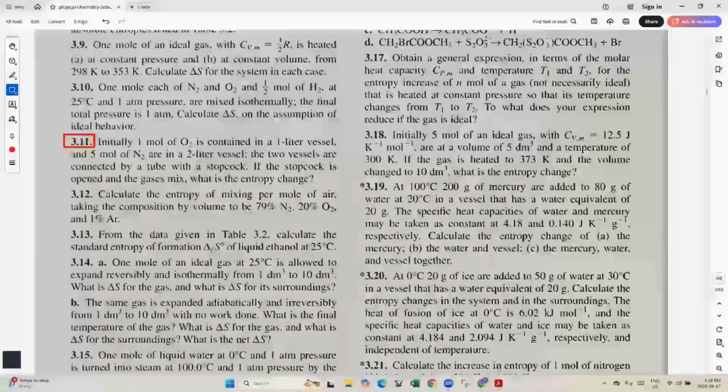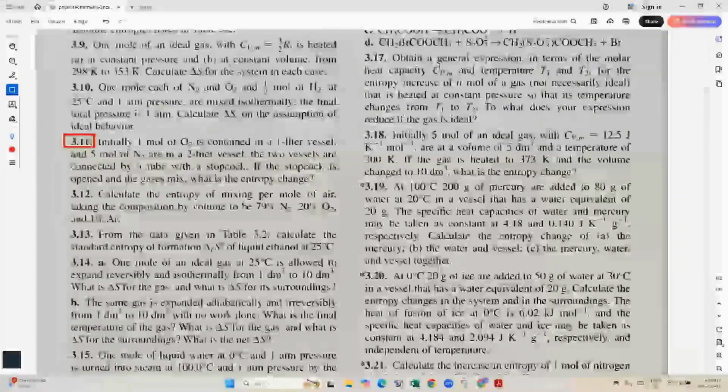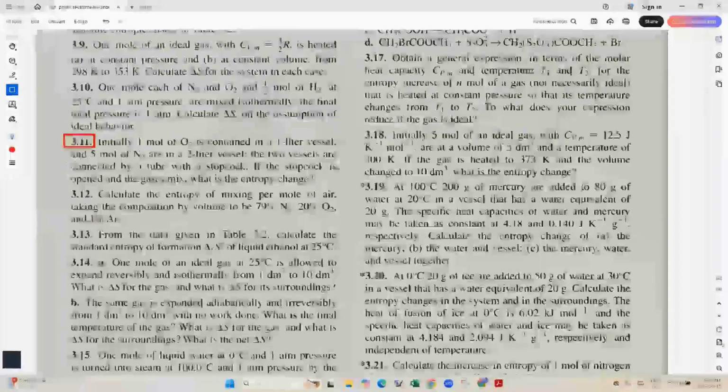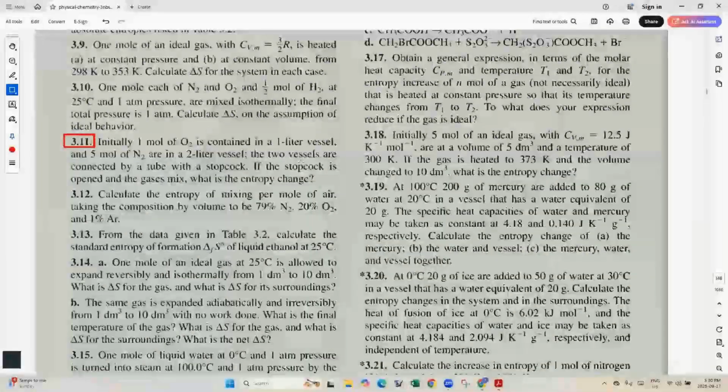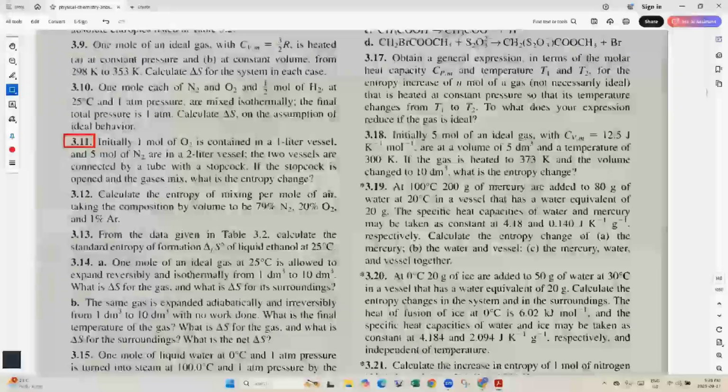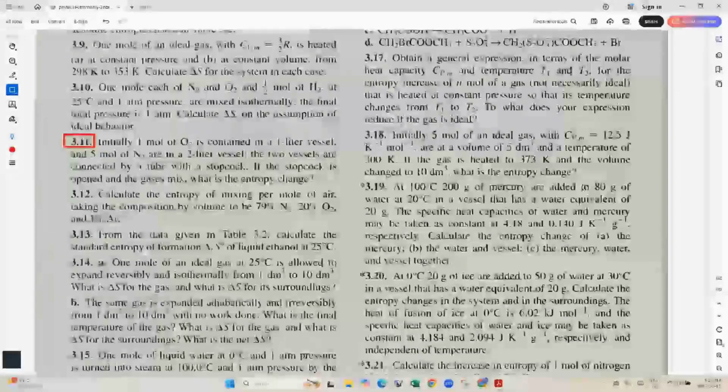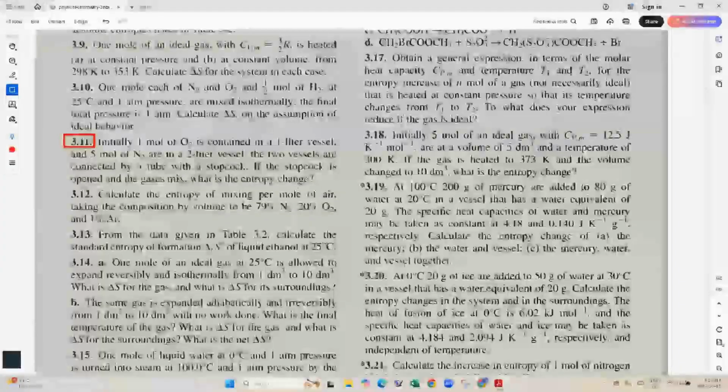Problem 3.11. Initially, 1 mole of oxygen is contained in a 1-liter vessel, and 5 mole of nitrogen are in a 2-liter vessel. The two vessels are connected by a tube with a stopcock. If the stopcock is opened and the gases mix, what is the entropy change?